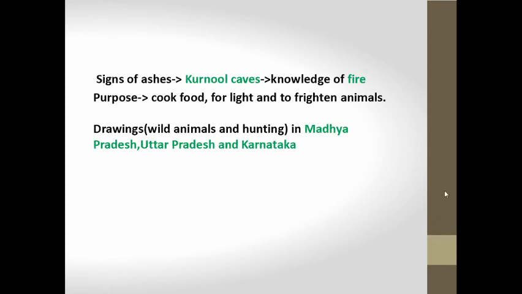Signs of ashes were found in the caves, that is the Kurnool caves, and through this we can understand that they had some knowledge of fire. They used fire to cook food, for light, and to frighten animals. And drawings about wild animals and hunting can be seen in places like Madhya Pradesh, Uttar Pradesh and Karnataka.